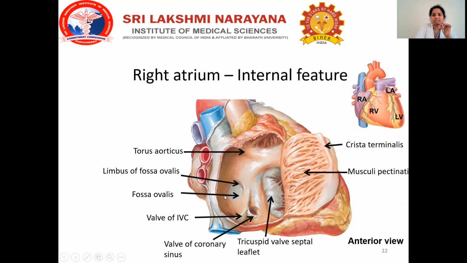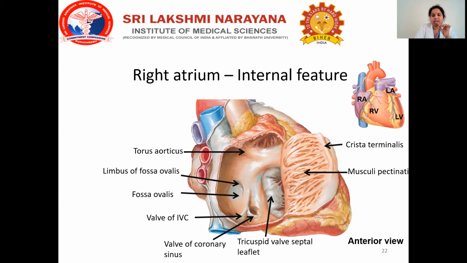The interatrial septum presents the following features. It presents an oval depression called fossa ovalis. The fossa ovalis is limited anteriorly, superiorly, and posteriorly by a semilunar limb called the limbus of fossa ovalis. In the neonatal period, there exists a communication between the left atrium and right atrium through the fossa ovalis. After birth, the communication is occluded.